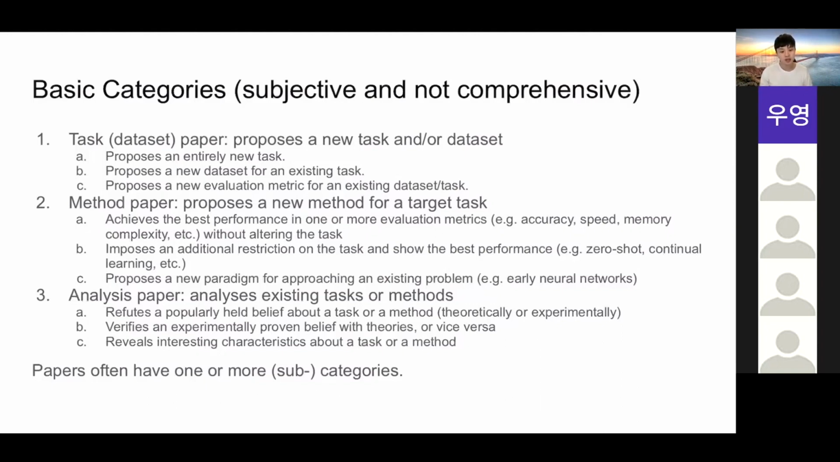3 is the analysis paper. In this category, you analyze existing tasks or methods. So what kind of analysis do you want to do? Maybe you want to refute a popularly held belief about a task or method, theoretically or experimentally. 3B is you verify an experimentally proven belief with theories, or vice versa. Or 3C is that you reveal some interesting characteristics about a task or method.